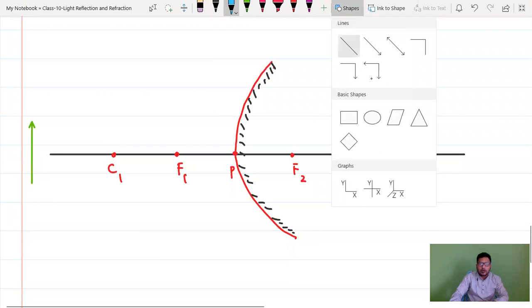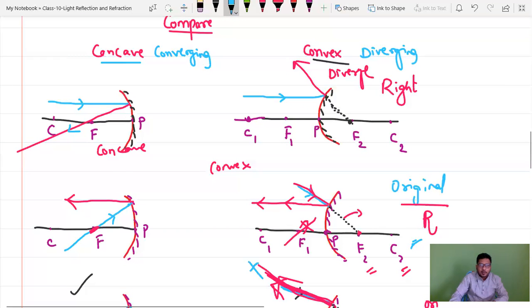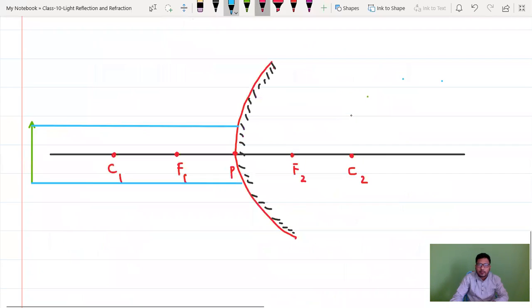We have to draw an incident ray from the head of the object. From the head, one incident ray will pass and touch the convex mirror. Second, the same incident ray from the tail will pass and touch the convex mirror. So guys, you see, this is the first rule. When a light ray is passing parallel to the principal axis, what will happen? It will diverge, but the imaginary line will touch the focus, right? So it will diverge from here.